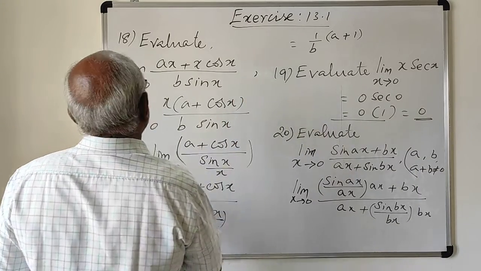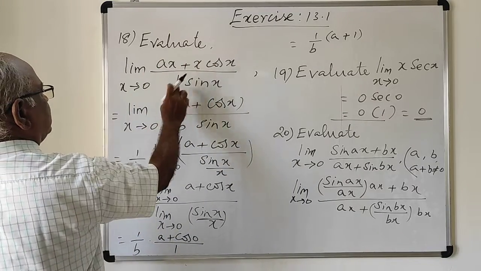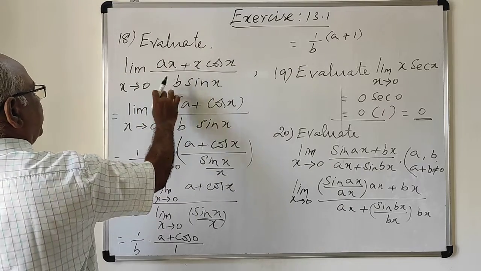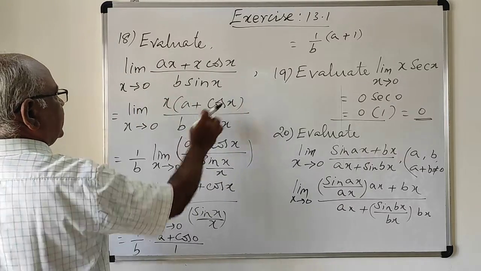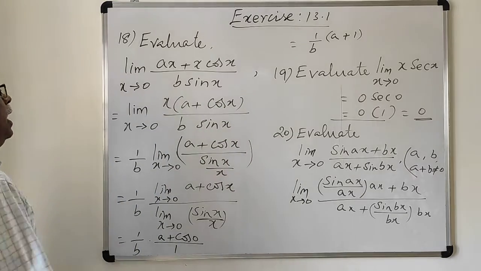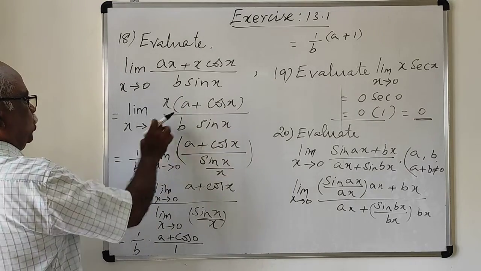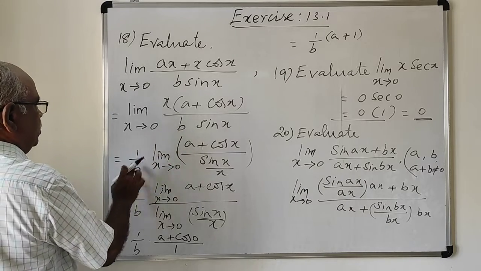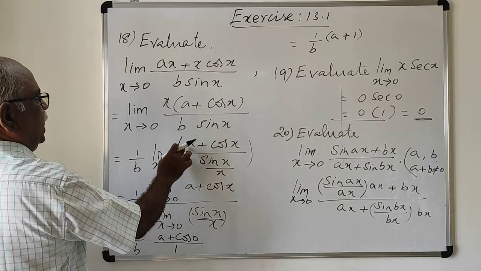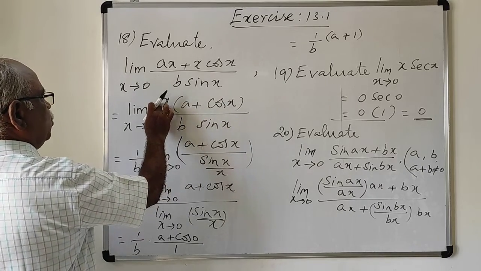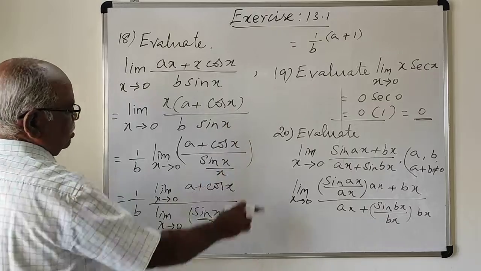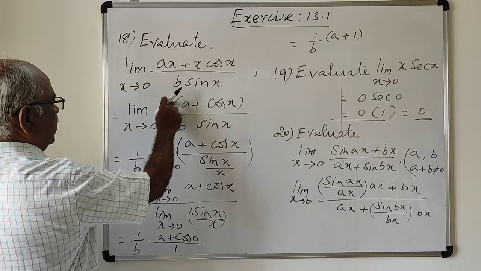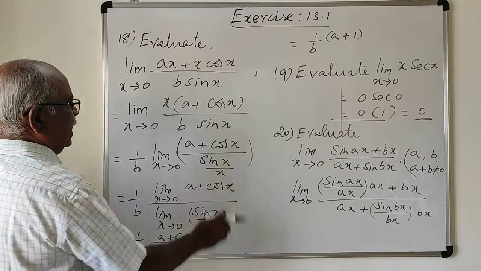Evaluate limit x tends to 0 of (ax plus x cos x) by (b sin x), that is equal to limit x tends to 0. If you take x as common in the numerator, that is x into (a plus cos x) by b sin x. And the next step, you can take the denominator b as 1 by b out of the limit: 1 by b into limit x tends to 0 of (a plus cos x), and you bring the numerator x to the denominator, that is (sin x) by x.